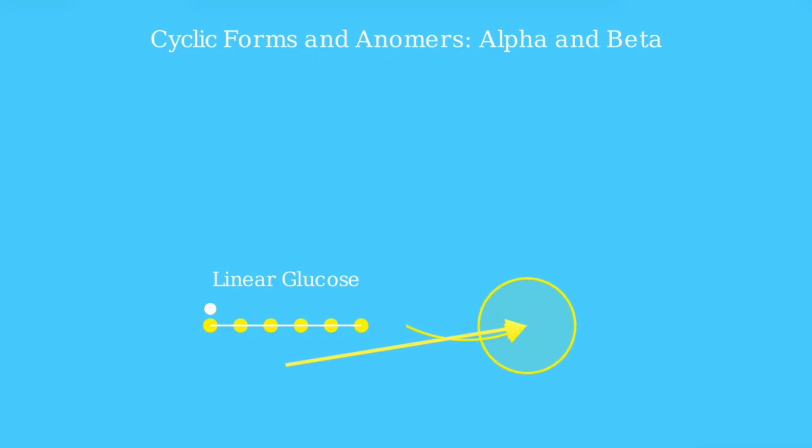Most monosaccharides don't just stay as straight chains, they usually form rings through a process called cyclization. Here's a simplified view of glucose in its linear form: a straight chain with a carbonyl group and several hydroxyl groups. When the molecule cyclizes, the hydroxyl group at carbon 5 attacks the carbonyl carbon, forming a ring and creating a new chiral center called the anomeric carbon.